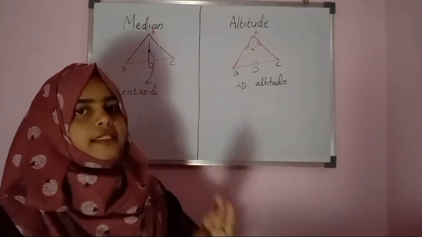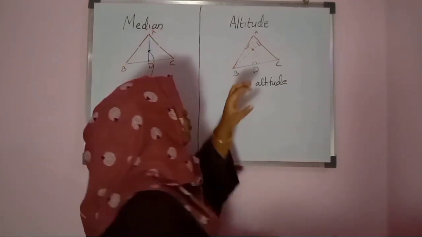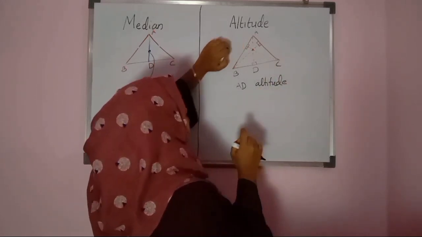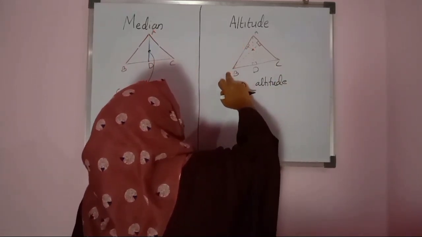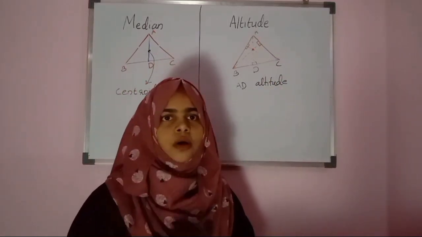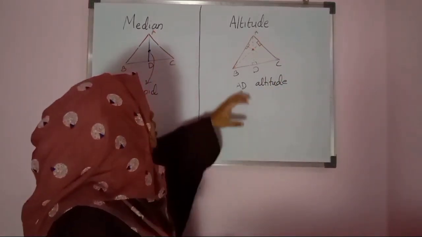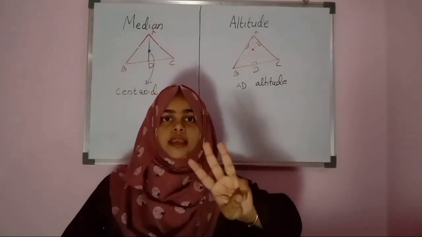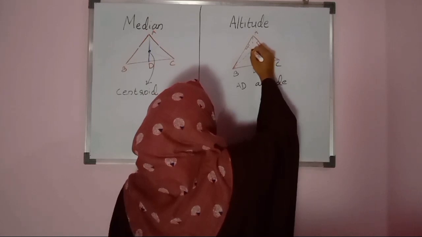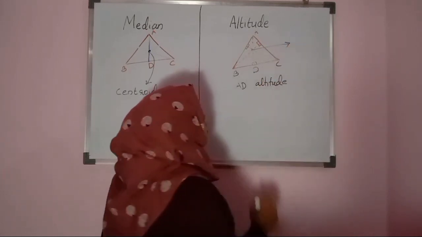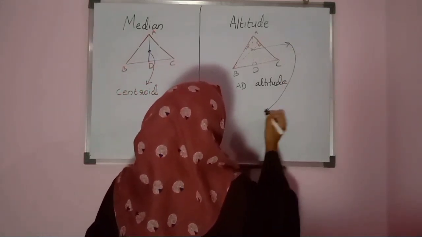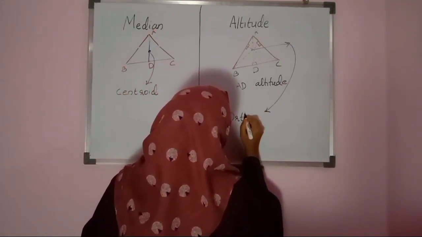Likewise, in a triangle there could be three altitudes. From this vertex to the opposite side AB we can draw one altitude, and from vertex B to the opposite side AC we can also draw one altitude. So in a triangle there will be three altitudes. The point where three altitudes meet is called what? Orthocenter.